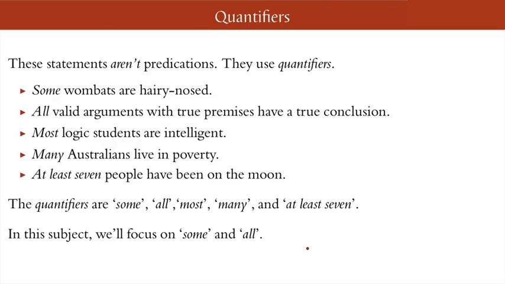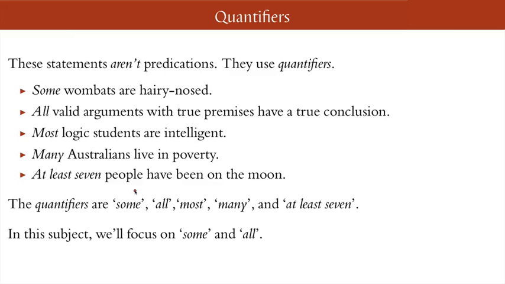That's because these statements involve quantifiers. The some in someone or something plays a really special logical role. We see it in statements like some wombats are hairy-nosed. There are other quantifiers beyond some. The all in all valid arguments with true premises have a true conclusion is also a quantifier. And so is most and many. And so are numerical quantifiers like at least 7 or exactly 23. There are plenty of different quantifiers, each of which select for some number or proportion of objects satisfying a predicate.